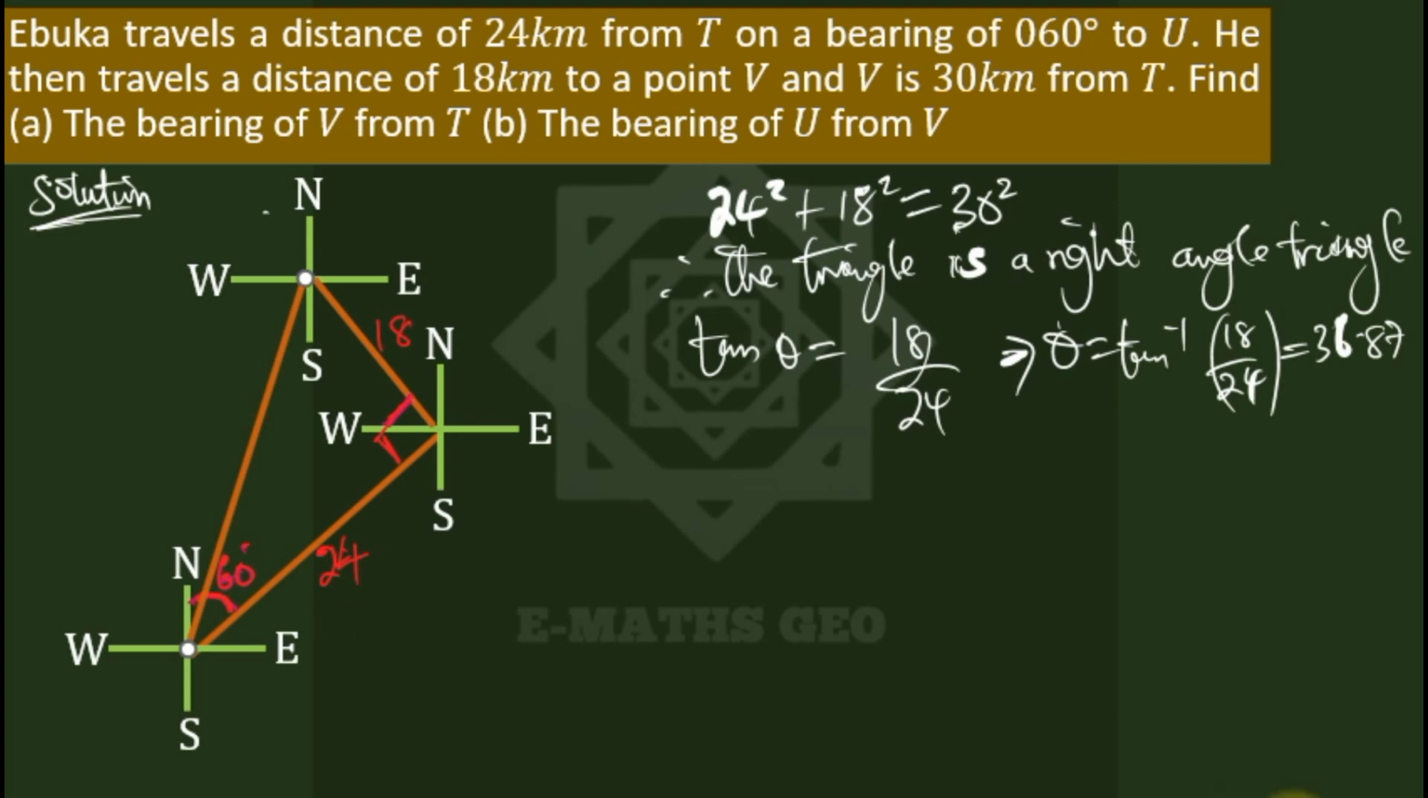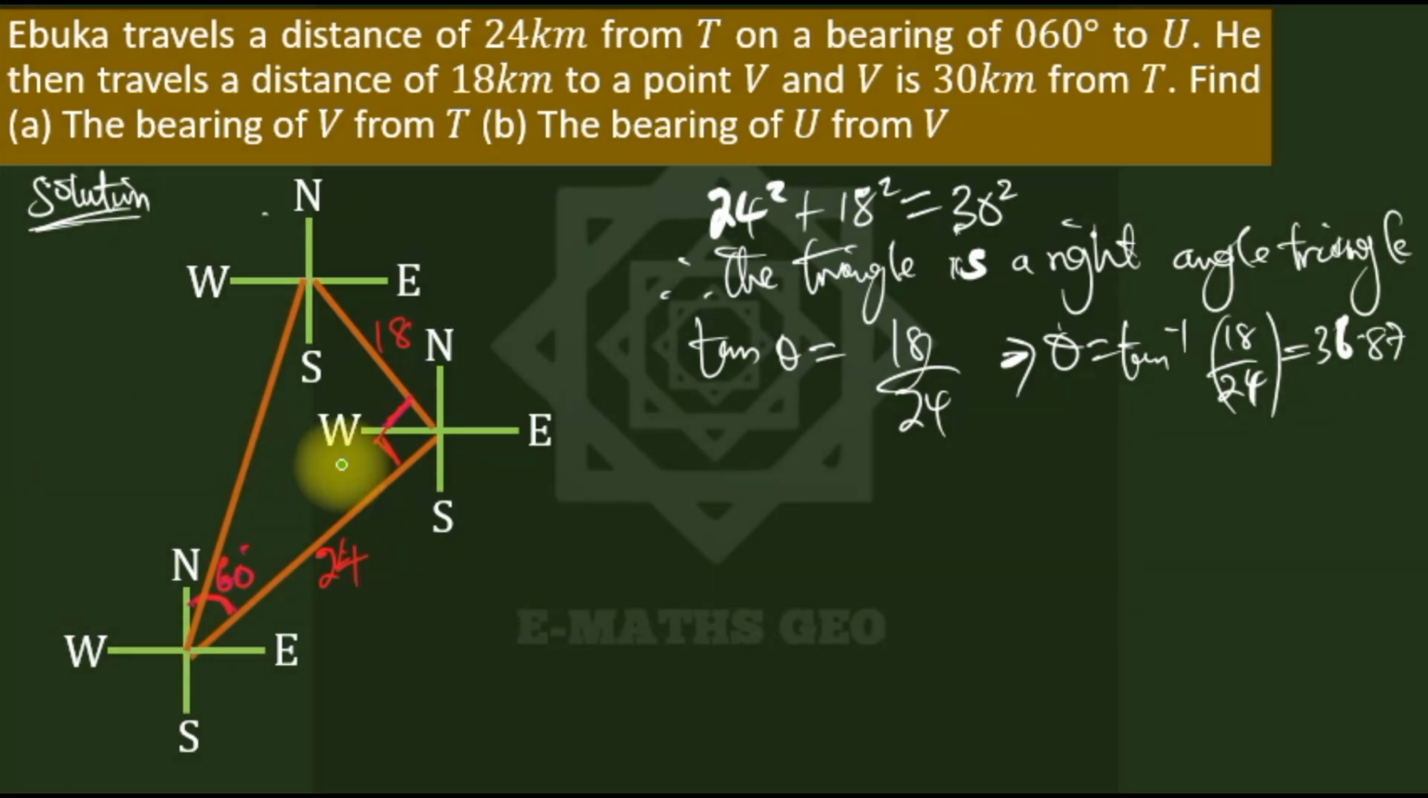We can still use this, because remember we called here theta. Let here be theta, so tan theta is 18 over 24. It's still valid. The remaining part here is 60 minus theta, because the total is 60. I've gotten theta as 36.87.